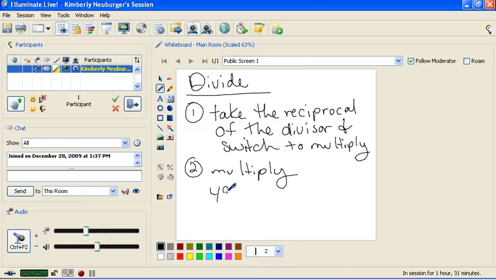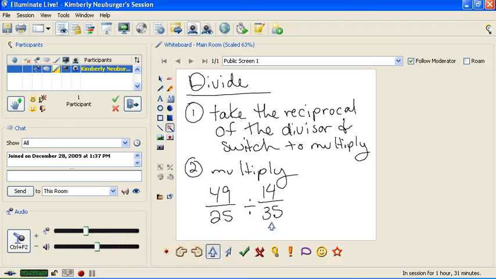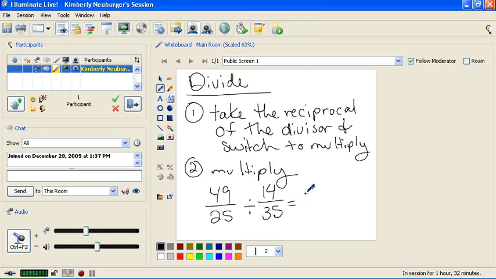Let's say we have 49 over 25, and we're dividing by 14 over 35. The fraction we're dividing by is the second fraction here. So we're going to take this second one and flip it over and switch this operation to multiply. The first fraction stays the same. The second one flips over, and instead of divide, we now have multiply. And since we already know how to multiply, we just look for cross-canceling.